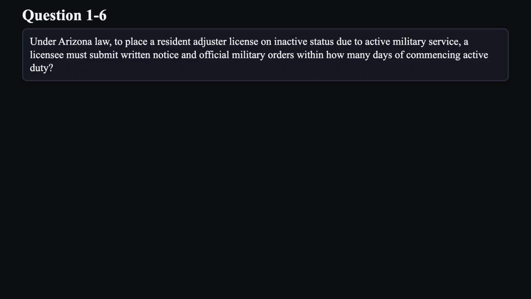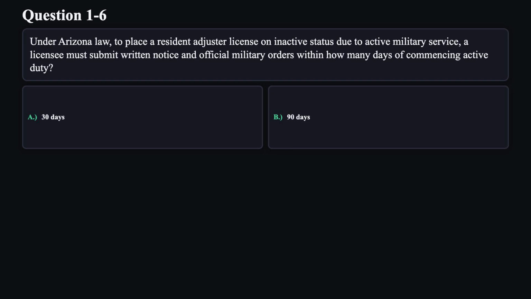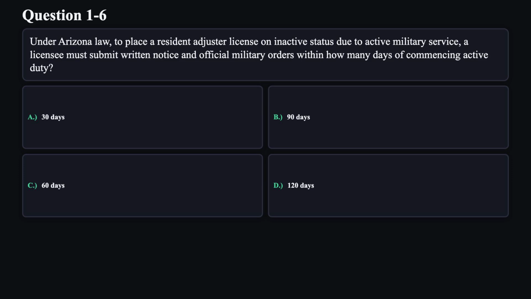Question 6. Under Arizona law, to place a resident adjuster license on inactive status due to active military service, a licensee must submit written notice and official military orders within how many days of commencing active duty? A. 30 days. B. 90 days. C. 60 days. D. 120 days.